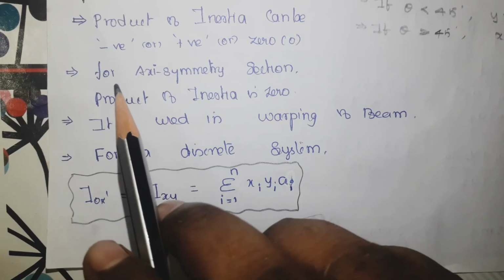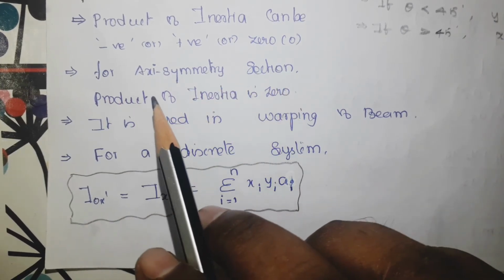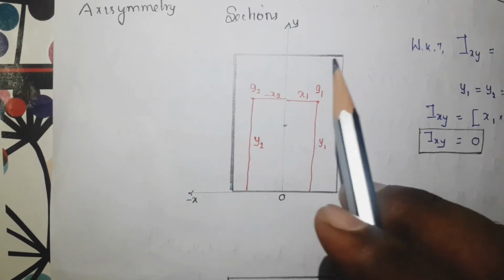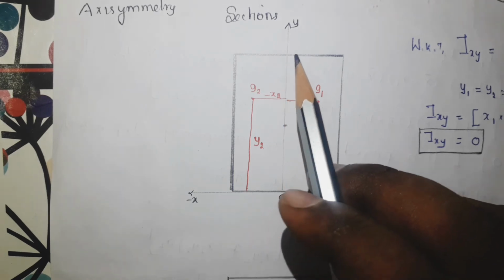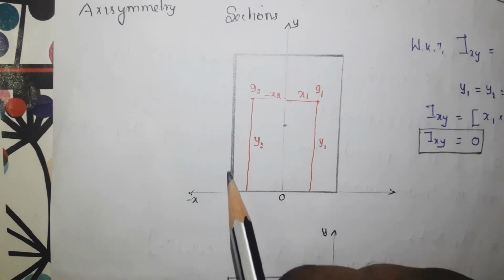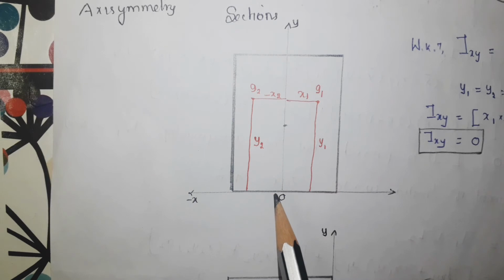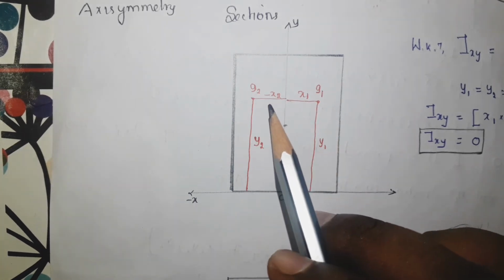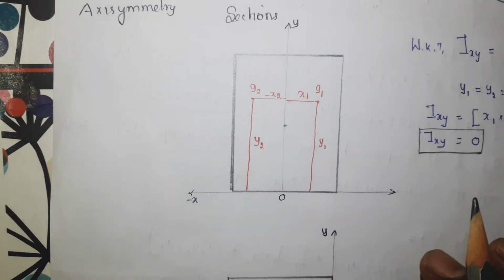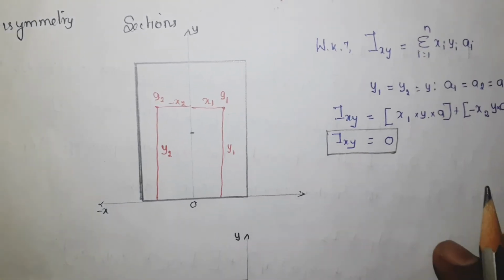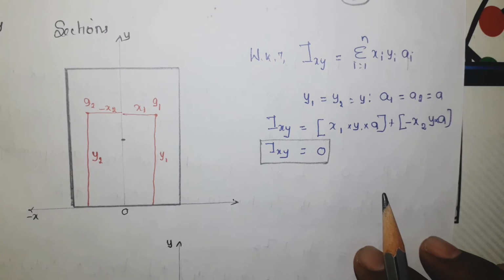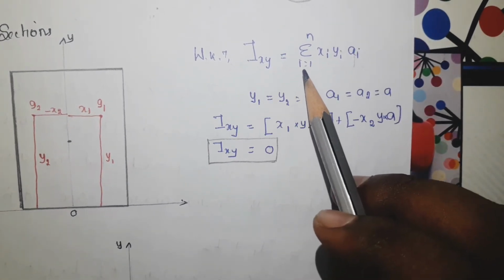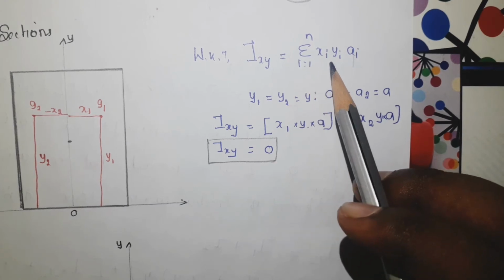Now the second property is, for an axis of symmetry section, the product of inertia is 0. Let us consider a rectangle, and half of the area is located in the first quadrant and the remaining half is located in the second quadrant. Here it is G1 with x1 and y1, G2 with x2 and y2. Now I am going to use the product moment of inertia summation formula. Here it is, Ixy equals the summation from i equals 1 to n of xi yi Ai.